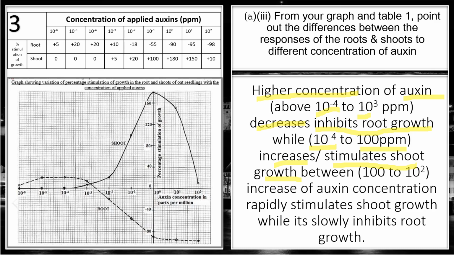So we can see that from 10 to power negative 4, it inhibits the growth of the root, whereas from 10 to power negative 4, it stimulates the growth of the shoot.